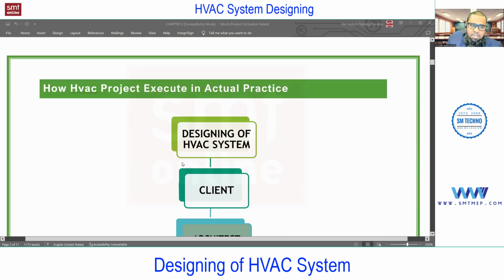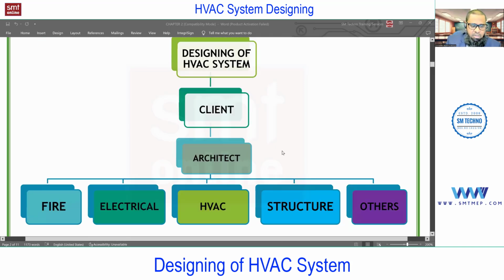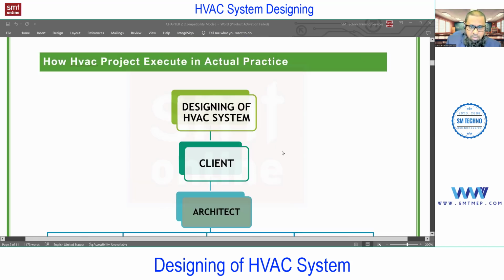So now we'll discuss how this HVAC project executes in actual practice. Because in this training program, we are concerned with the HVAC service. So my focus is on the HVAC system. Apart from this, I'll give you an idea about the other services also for which coordination is required. But at present, as per this course syllabus, my focus is on the HVAC system. So first we'll discuss the design steps, or the design procedure, for the HVAC side in actual practice.